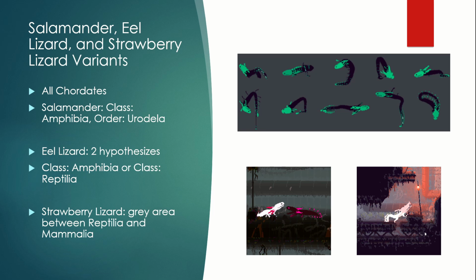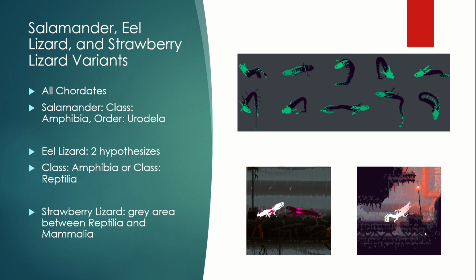Alright, next up are the salamander, eel lizard, and strawberry lizard variants. They're all chordates. The salamander, I believe, is class Amphibia, order Urodela, which is the order of real-world salamanders. They have a lot of similar characteristics, like the capacity to grow external gills, and they seem to have more malleable skin than the lizards that are in a more standard form.